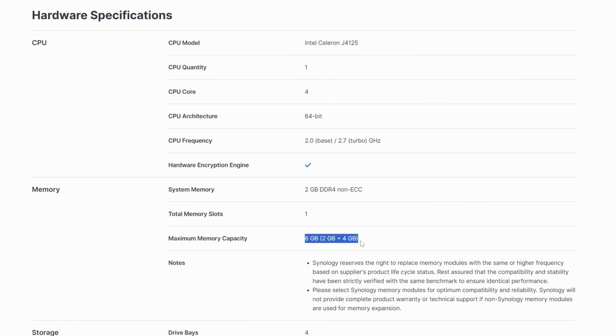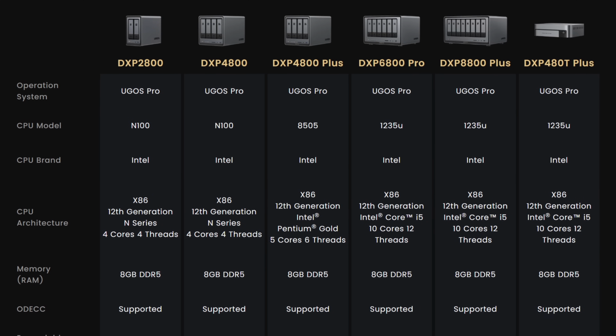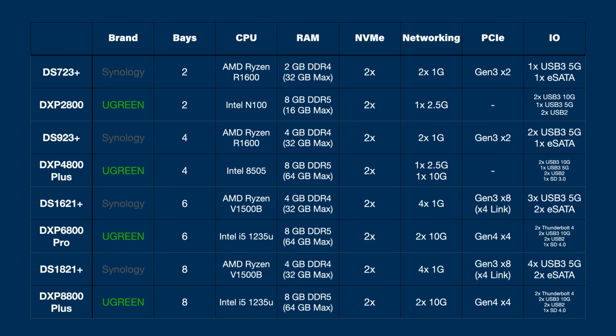While Synology is giving you 2 GB of RAM with a max of 6, UGREEN comes in with 8 gigabytes of RAM on their entire lineup. On their entry 2-bay unit, you have a max of 16, and on their 8-bay Chungus, you can slap 64 gigs in that bad boy. Let's put up a chart here to compare their 2, 4, 6, and 8-bay models from both sides.